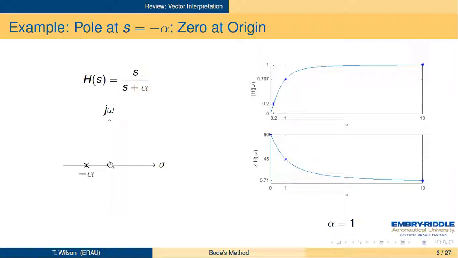In the same way, the angle starts out at 90 degrees when the vector from the zero is dominating things, goes to plus 45 degrees, so 90 degrees minus 45 degrees, and then it eventually ends up being 0 degrees for high frequencies.